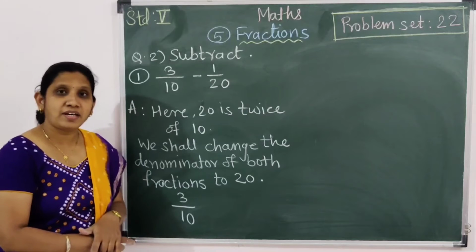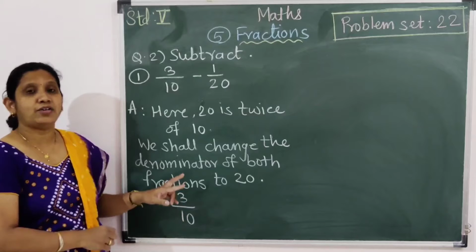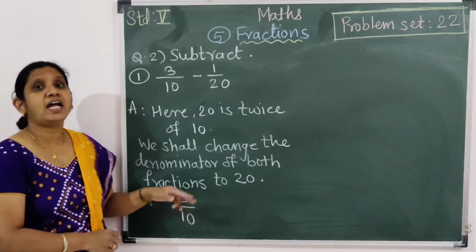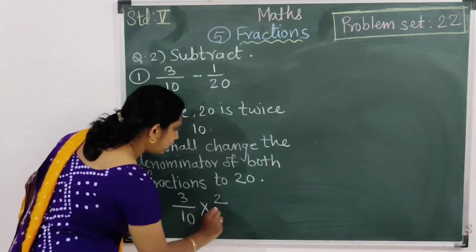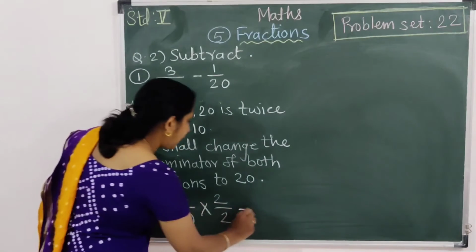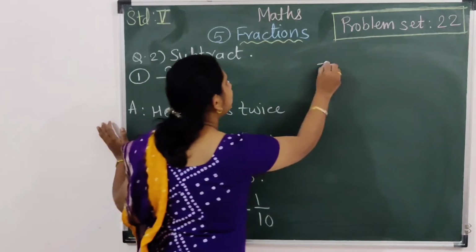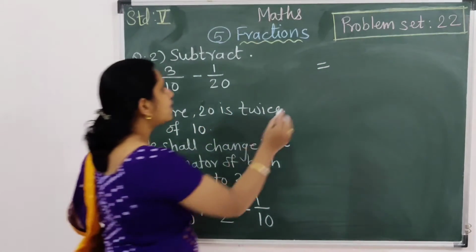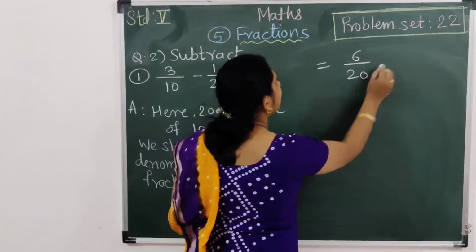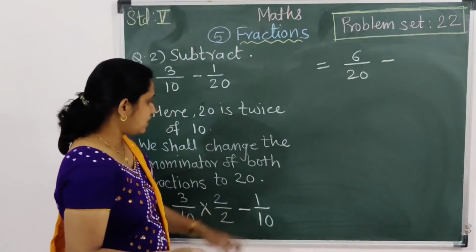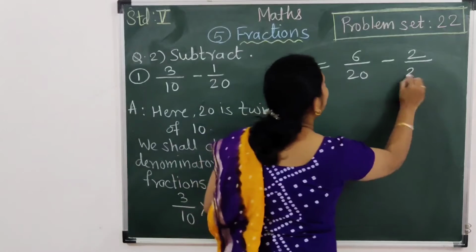10 how many is 20? Yes, 10 2s are 20. So we are going to multiply in the numerator as well as in the denominator by 2. So multiply by 2 upon 2, minus 1 upon 20. Okay, so this is equal to 3 2s are 6 upon 10 2s are 20, minus 2 1s are 2 upon 2 10s are 20.